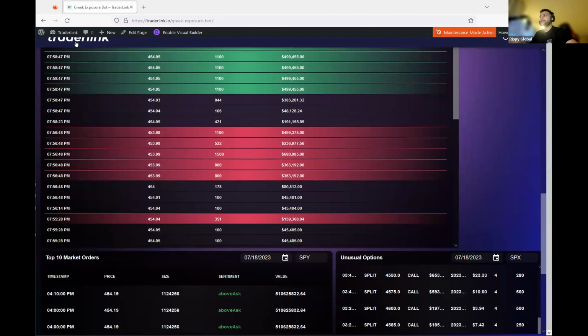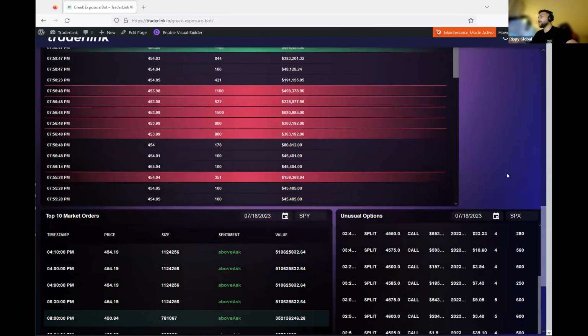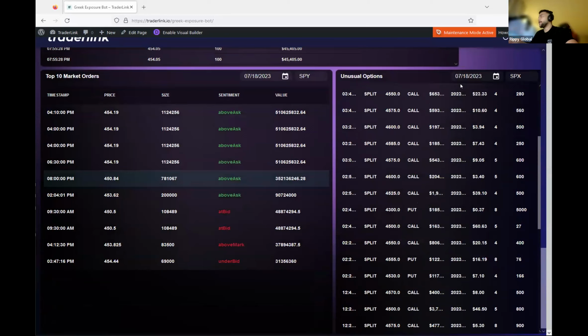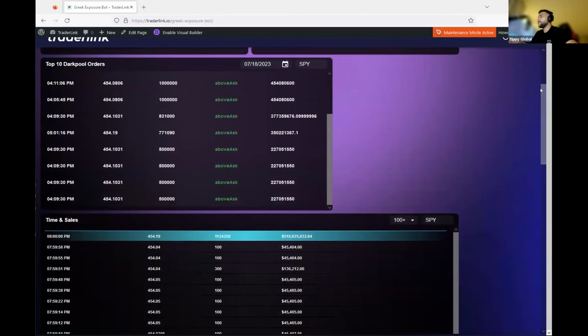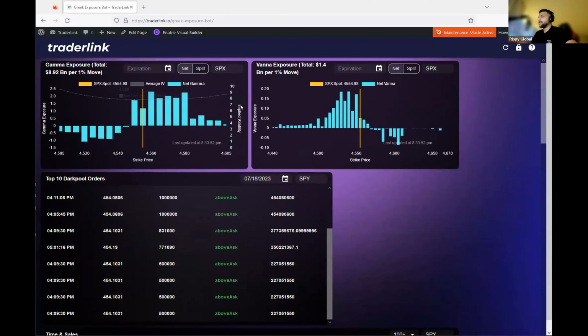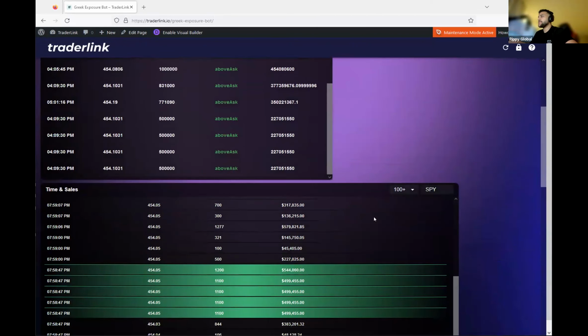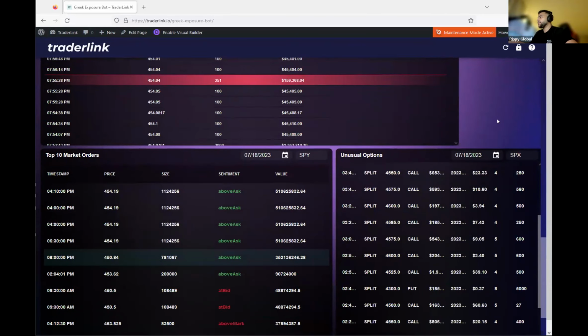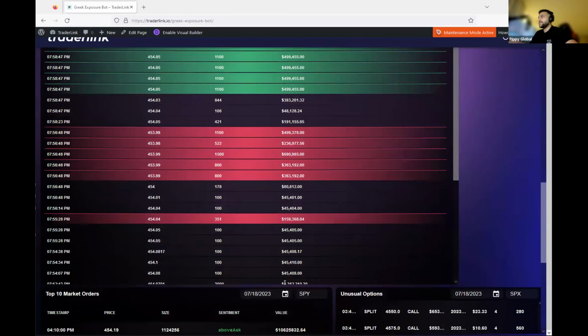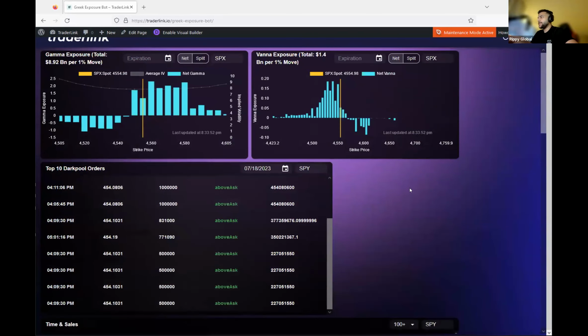You can see trader link, Greek exposure. All right, so this is our new data platform that we have, pretty much gamma exposure, dark pool, time and sales in real time, top market orders, unusual options. You can customize it however you want. You can add whatever you want.